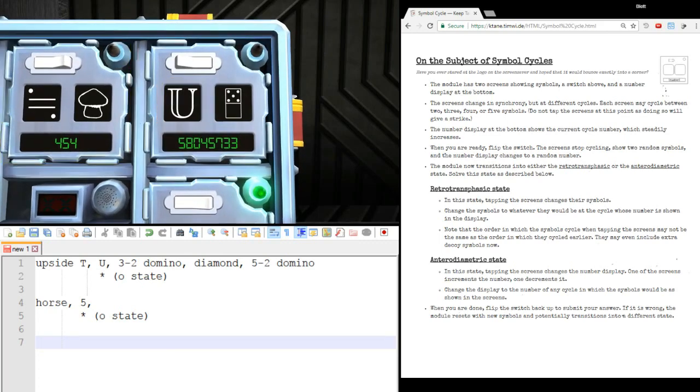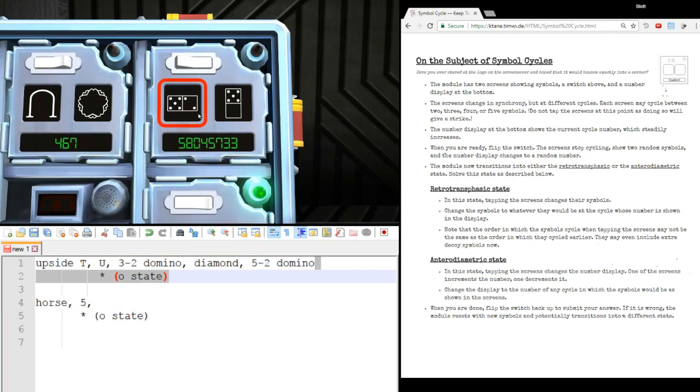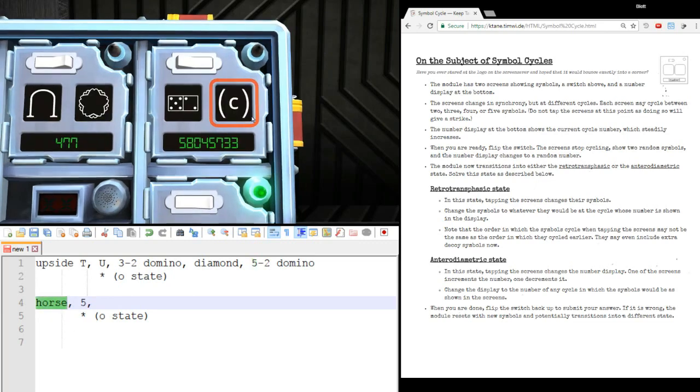We need images again, so this will be just like the last one. So, my zero state is U. That mod 5 is 3. 1, 2, 3. I want the 5-2 domino. This mod 2 is 1. I don't want the evens, I want the odds, I want the other one. So we're going to take 5. We said mod 2 is 1, so we move 1 more space. That's the horse.